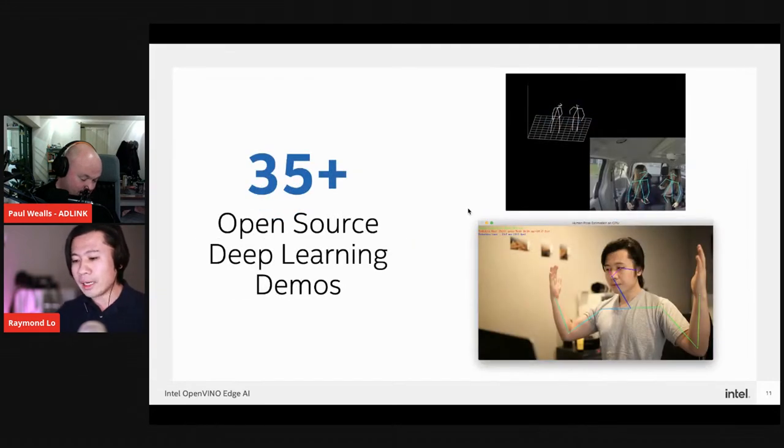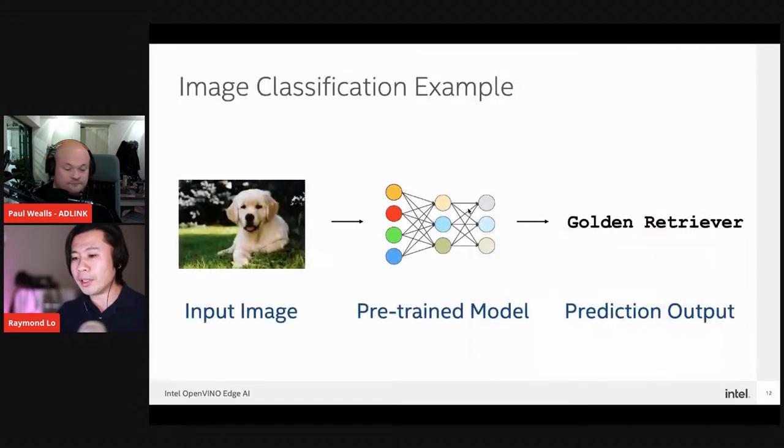There are a lot of demos. You can go on our website and take a look at OpenVINO. But today I'll talk about one example that, if you have ever taken any machine learning courses, you'll have learned already.